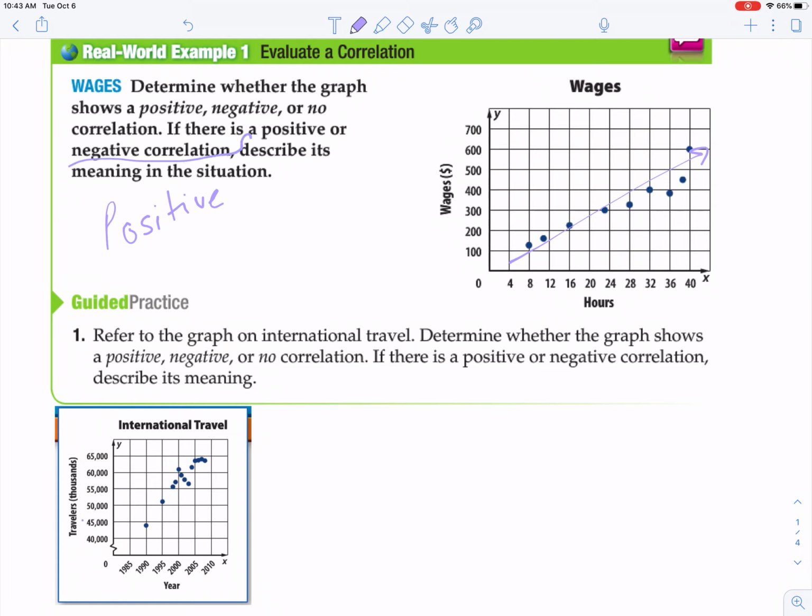They do want me to go ahead and describe the meaning in this situation. So read the graph. I have hours and wages. The hours are going up, so are the wages. So I might write a sentence something like, the more hours worked, the more money made. That's supposed to be an R.